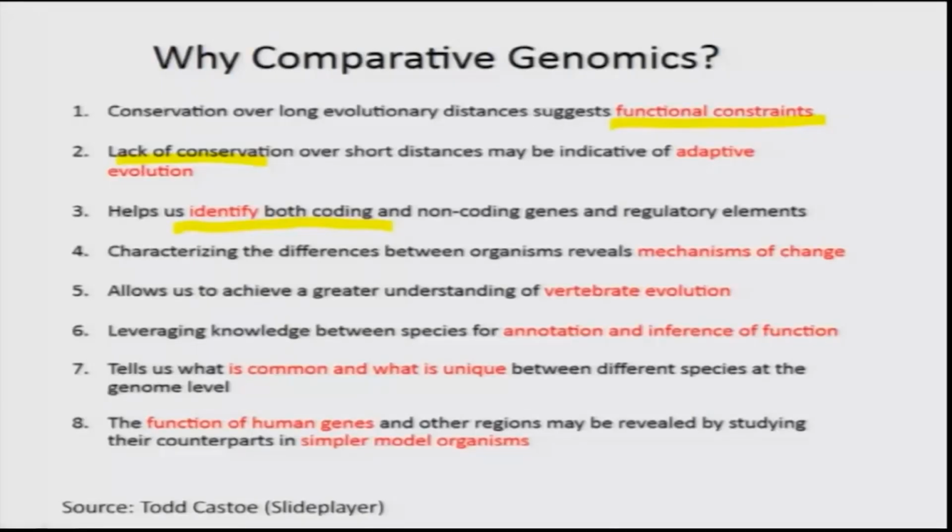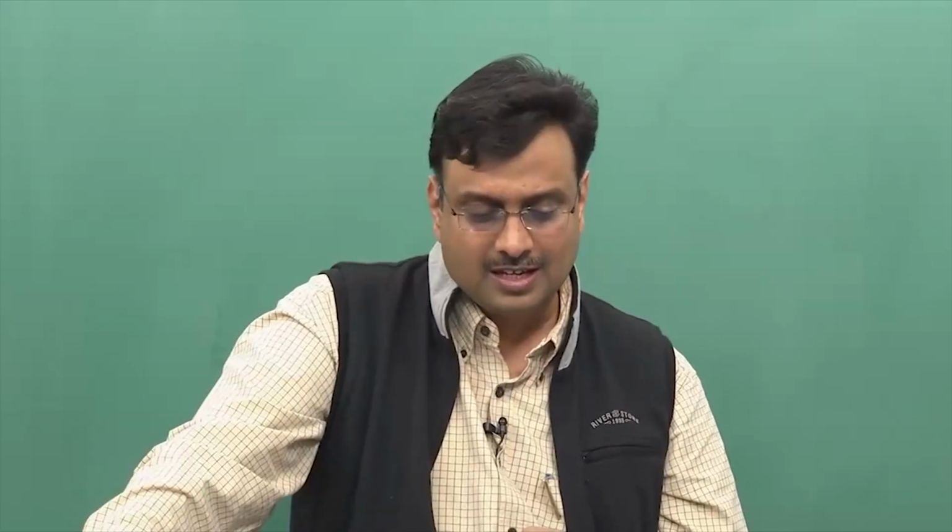Characterizing the difference between organisms reveals mechanisms of change, right. It tells you how certain organisms are successful in certain environments, how certain species are successful and what are the changes that help them to be successful, and you can understand vertebrate evolution. All of us, from fish to the mammals, evolved from a few set of species. That is why we share the genome, and we want to really reflect and see how we evolved. So, that really helps. We will show some examples.